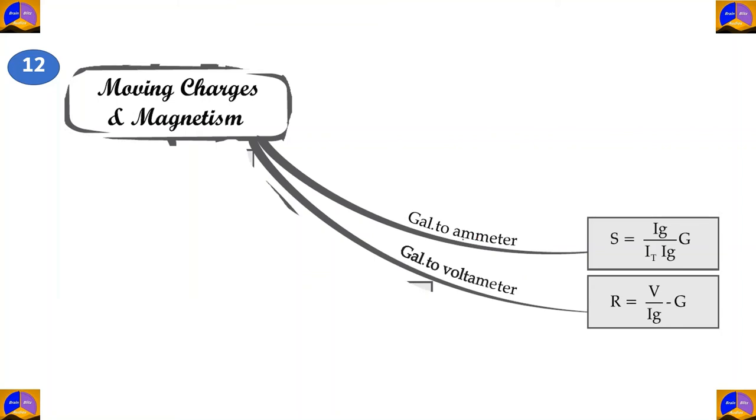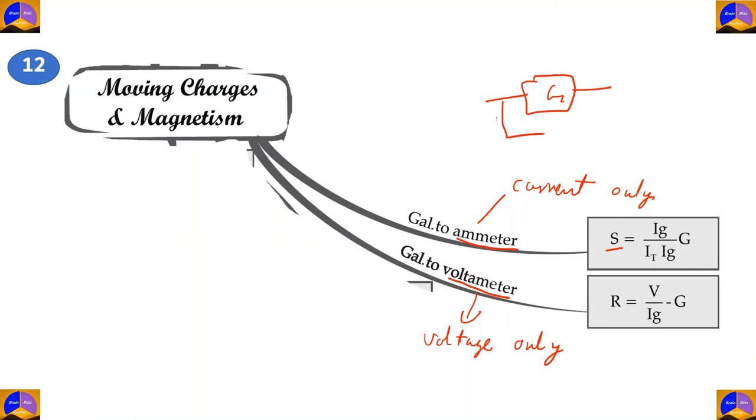Conversion of a galvanometer to an ammeter and a voltmeter. So an ammeter measures current only, while a voltmeter measures voltage, that is electric potential difference, only. A galvanometer measures both. And when we make some changes to the galvanometer, we get this sort of situation. A galvanometer as an ammeter: this is the galvanometer, and then we keep a resistor of resistance R, which is very low, in parallel. So then we have an I, then there is an IG, and there is an IT.